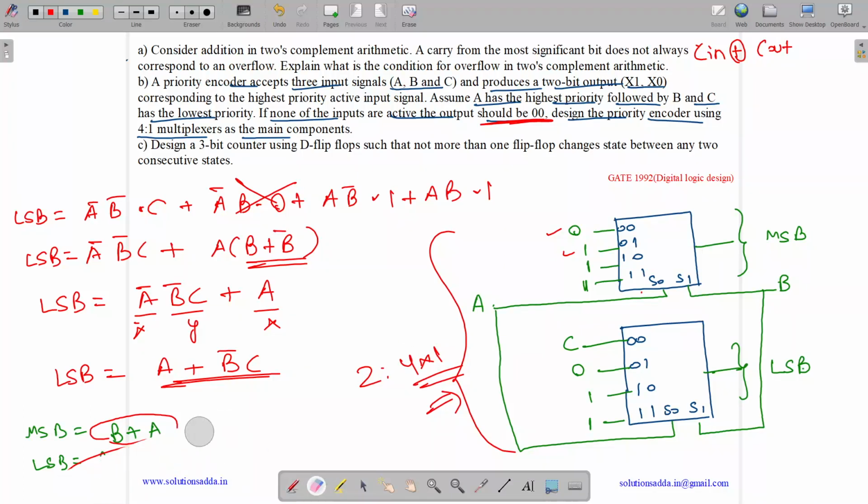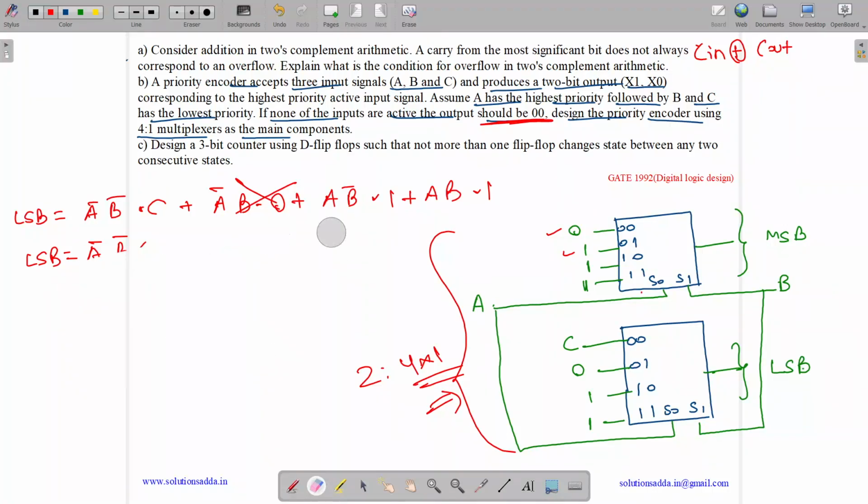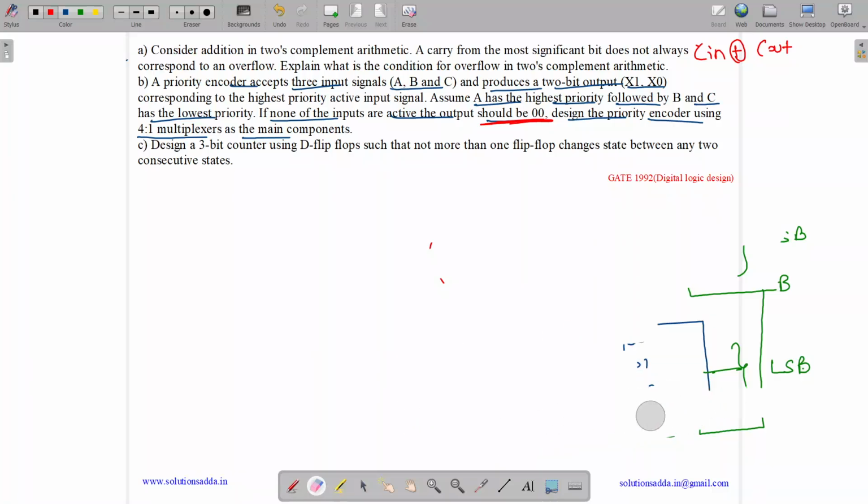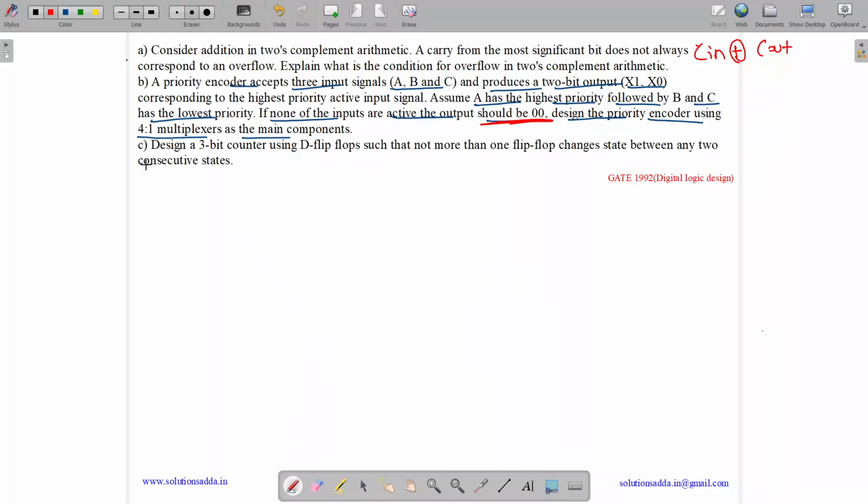Now let us see question C. Let me first clear the screen out. Okay. So what is our question C? Question C states, design a 3-bit counter using D flip-flops such that not more than one flip-flop changes state between any two consecutive states. Which means when we are transitioning from state A to state B, only one flip-flop should change its value. Okay, so it is actually similar to the gray code concept.